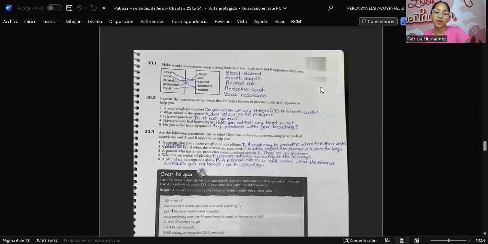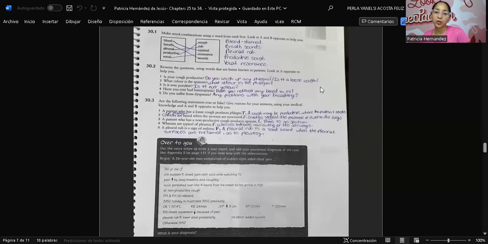Okay, 30.1, make word combinations using a word from each box. Look at A and B opposite to help you. Blood stained, breath sounds, pleural rub, productive cough, and vocal resonance.